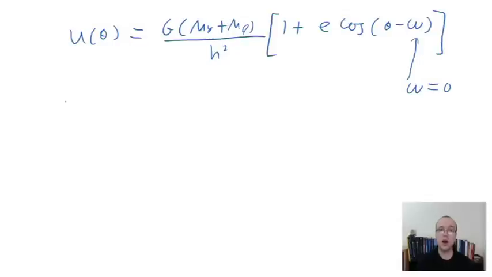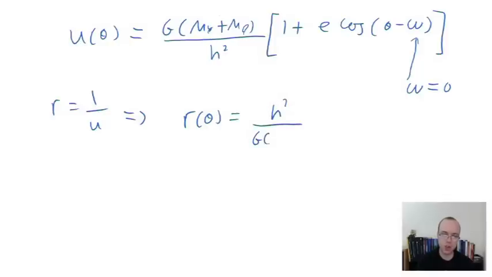We're interested in r, how the distance between the planet and the star varies as a function of the angle. And since r is just 1 divided by u, we therefore have that r as a function of theta is just given by h squared divided by G times the mass of the star plus the mass of the planet, times 1 divided by 1 plus e cosine of theta.